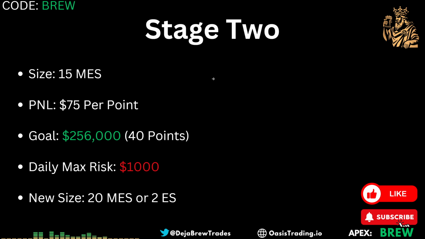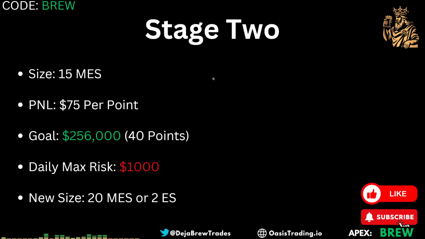All right. Our new size. So this is where you can go to ES. You can either go to 20 micros or 2 ES. I would recommend 20 micros for most people. But if you are trading a lot, if you have a lot of trades a day, I'd say over 5 trades a day, like 5 to 10, 10 to 15, that's a lot of trades, right? So if you're trading over 5 times a day, I would probably go to 2 ES, not 20 MES.